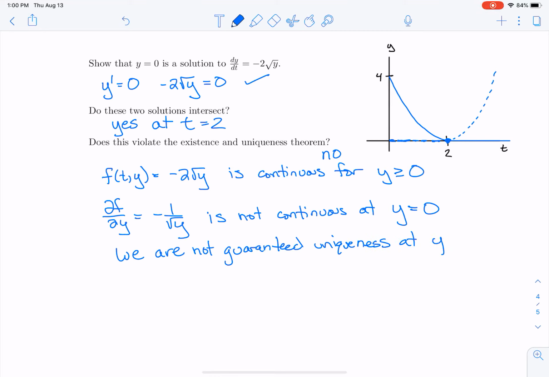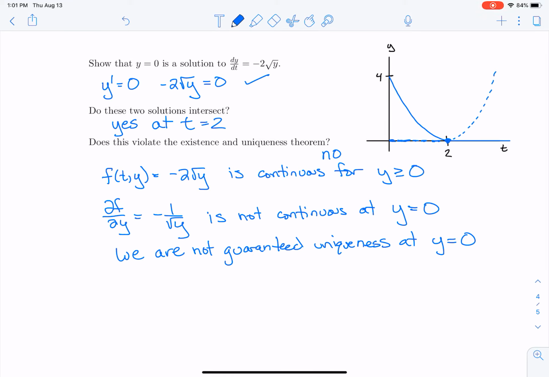Now notice it doesn't mean that you don't sometimes have uniqueness when y equals 0, because sometimes you do have a unique solution. But at t equals 2, we had that intersection. So we're not guaranteed uniqueness at y equals 0. And so we have not violated the theorem because we didn't satisfy the conditions of the theorem. The derivative was not continuous at y equals 0.